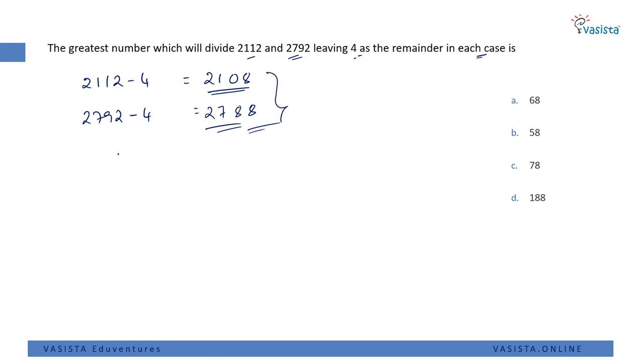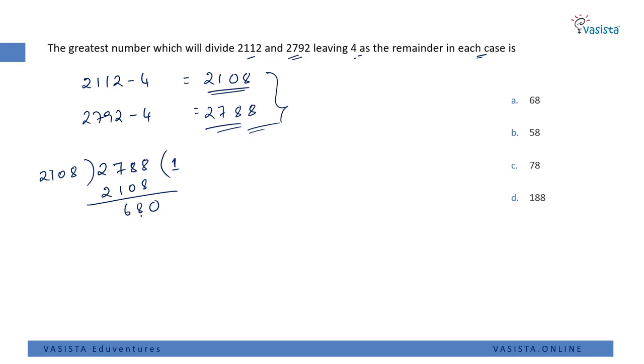You can go either with the prime factorization or the division method. Let me go with the division. It's a very simple one. The bigger number, 2788, I am going to divide by the smaller number, 2108. Now subtract here. 8 minus 8 is 0. 8 minus 0 is 8. 7 minus 1 is 6. So we got 680.